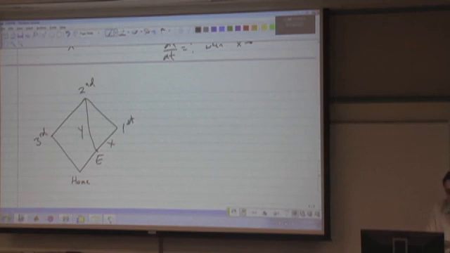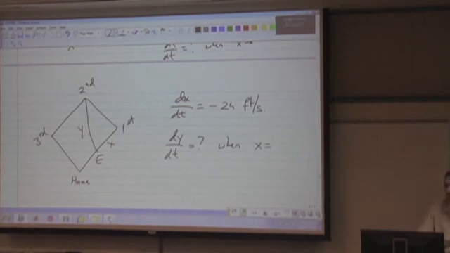what do I know? What is dx over dt? Negative 24 feet per second. Right? What else do we know? We need to find dy over dt when x is equal to 45. Does that make sense? Remember what I told you. Pretty much most of these problems will come down to the Pythagorean theorem. That's pretty much what you're going to be looking at.